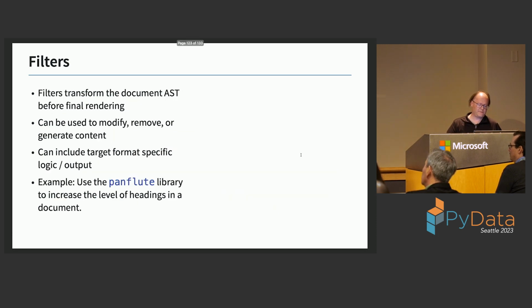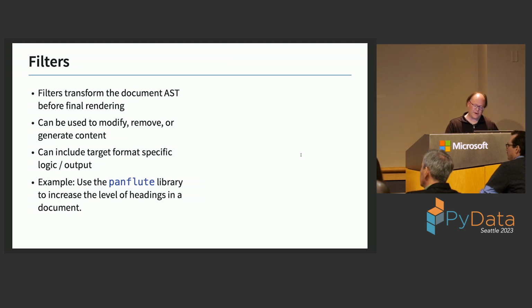There's a lot of ways to customize it. Filters are a really important part of the system. Filters essentially are how we implement all the Quarto features. The document AST comes in before it goes for final rendering, and now the filter gets a hold of it, and it can do anything. It can generate content, it can remove content, it can amend content, it can add formatting, remove formatting. Lots of different things can be done in filters.